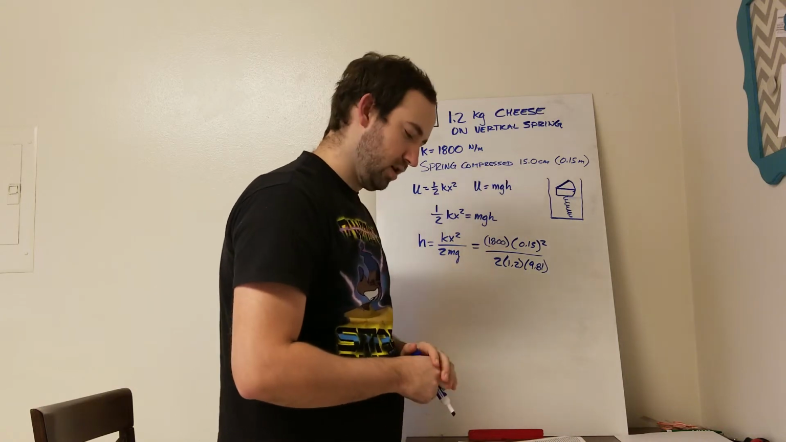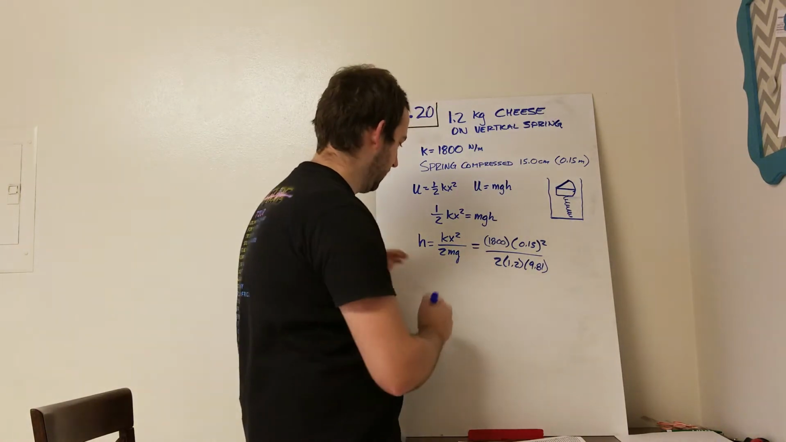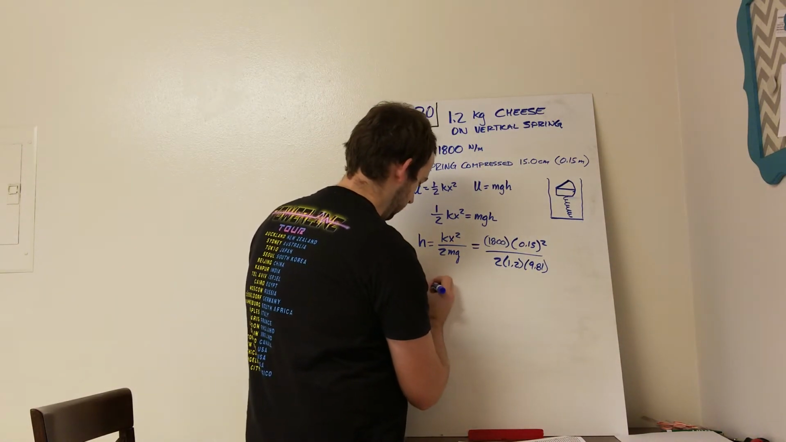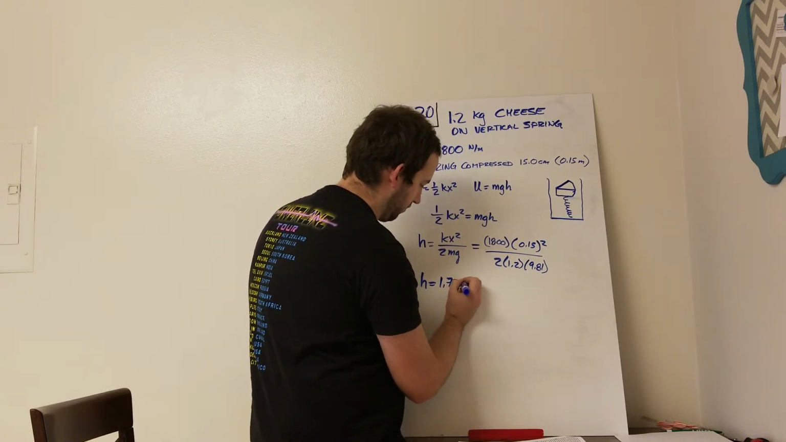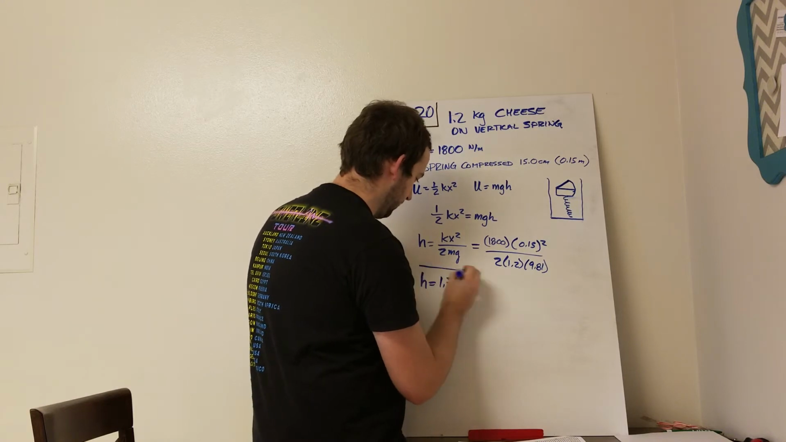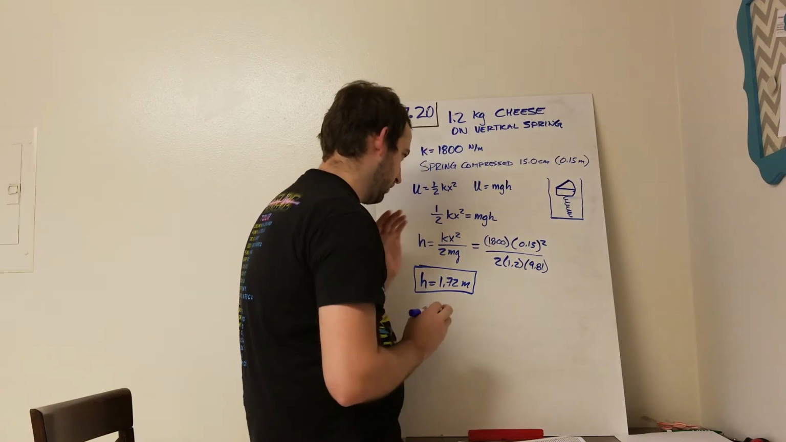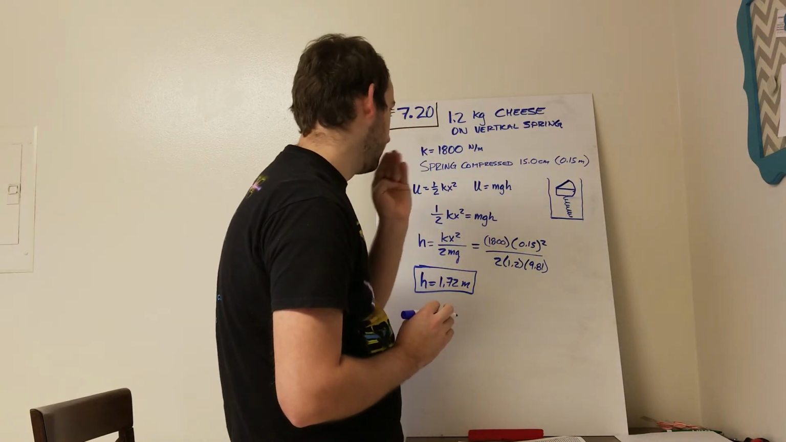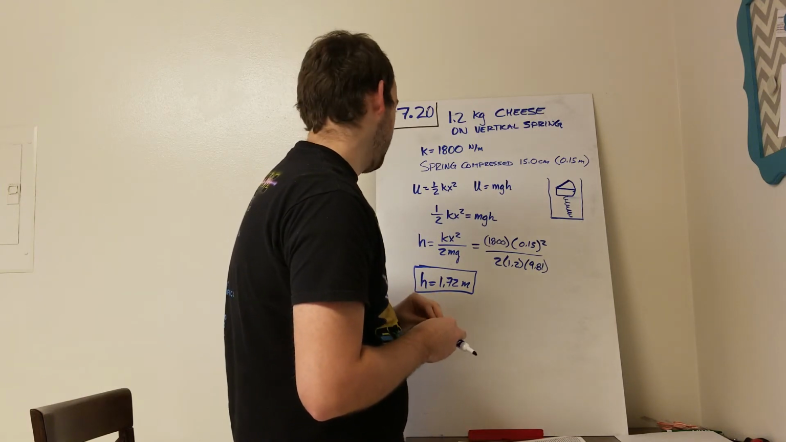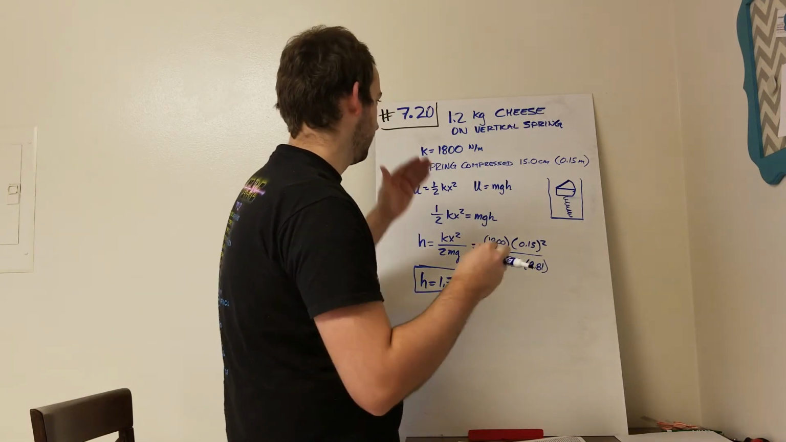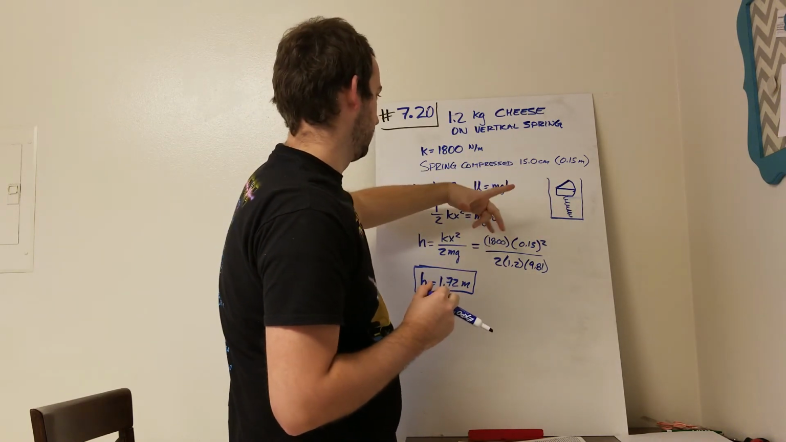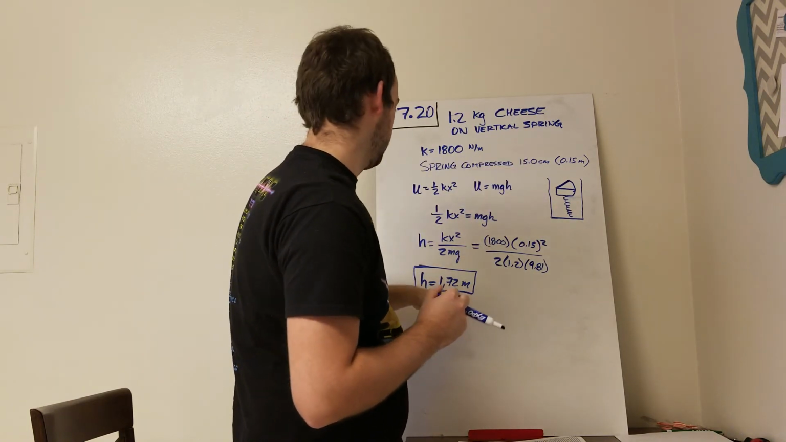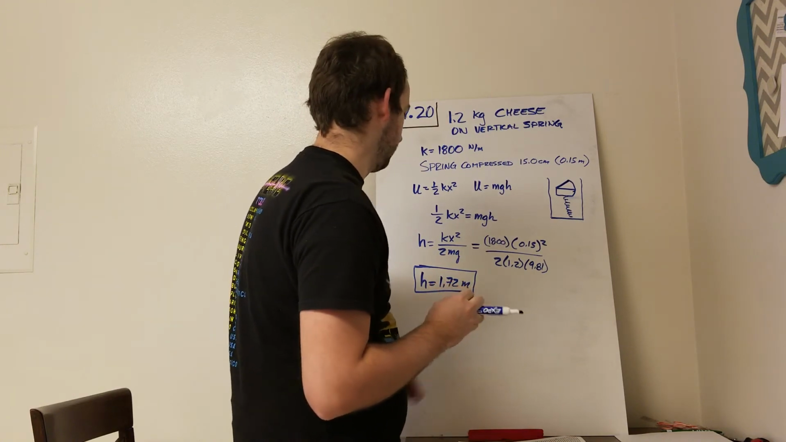Super easy. And we end up with h equaling 1.72 meters. So that means that when it's compressed and then let go, it's going to rise 1.72 meters, which will be the max height that it goes.